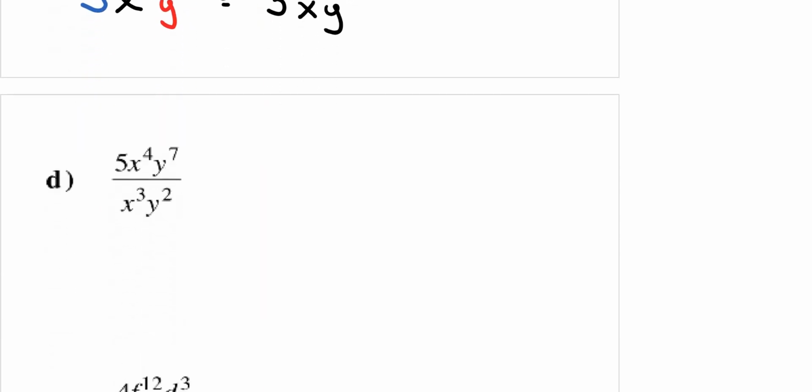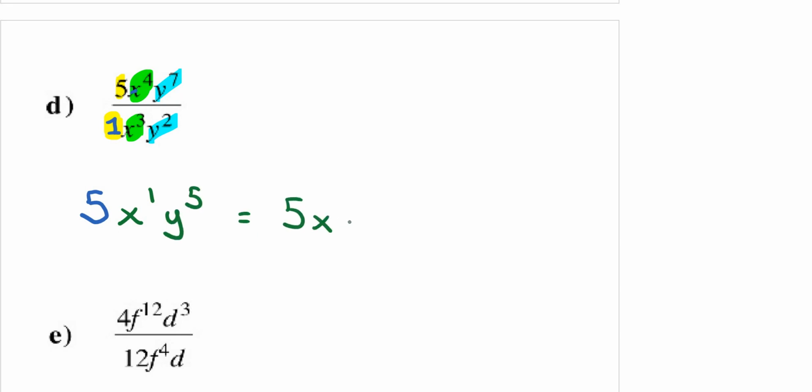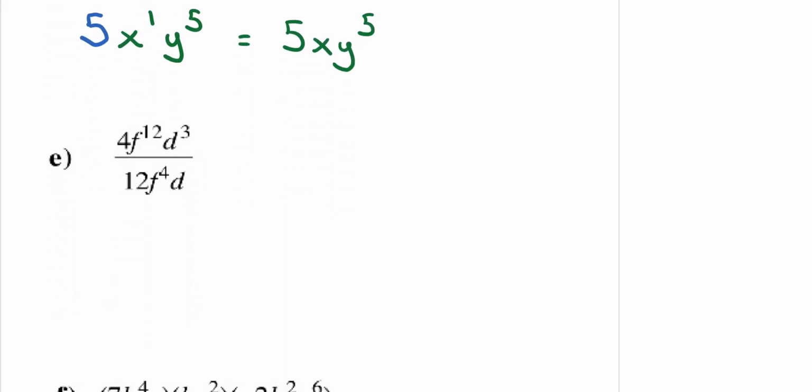Okay, let's move on to 3D now. Over here, on the denominator there's an invisible 1. So if you think about this, 5 divided by 1, so divide the numbers with the numbers. 5 divided by 1 is going to be 5. And I have x to the 4 and x cubed. So 4 minus 3 is going to be 1, so x to the power 1. And then I have y to the 7 and y to the 2, so 7 minus 2 is going to be 5. Okay, so final answer here is 5x y^5. Very similar to the previous question as well.